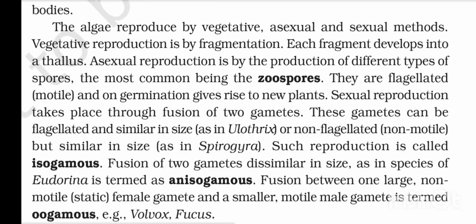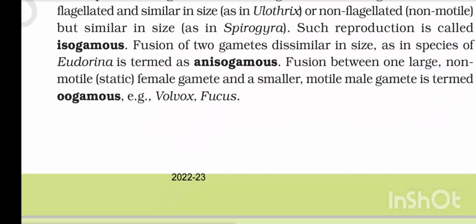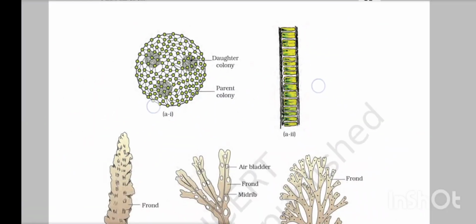Sexual reproduction takes place through fusion of two gametes. These gametes can be flagellated and similar in size as in Ulothrix, or non-flagellated, non-motile but similar in size as in Spirogyra. Such reproduction is called isogamous. Fusion of two gametes dissimilar in size as in species of Eudorina is termed anisogamous. Fusion between one large, non-motile, static female gamete and a smaller motile male gamete is termed oogamous. For example, Volvox and Fucus.